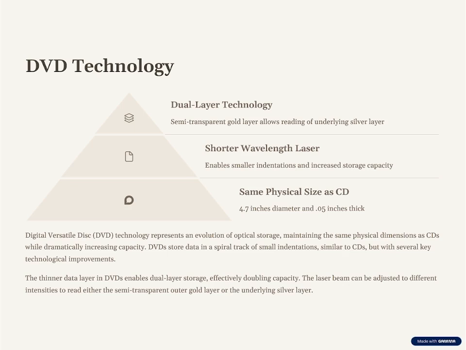Now, the thinner, darker layer of the DVD enables dual layer storage, effectively doubling the capacity. The laser beam can be adjusted in a DVD to different intensities so as to read either the semi-transparent outer gold layer or the underlying silver layer. So you go and look for the difference between the two of them. Just have the CD and the DVD. You will see there's quite a difference.